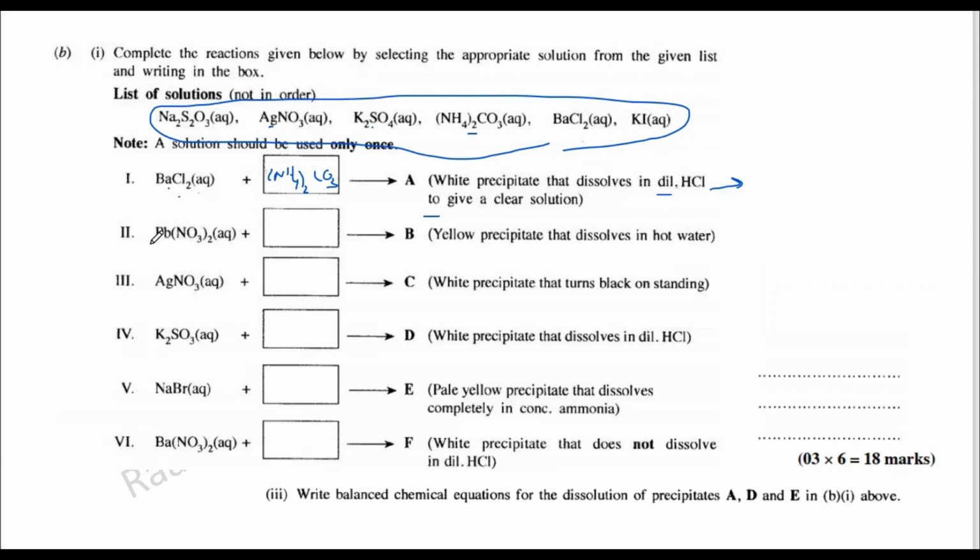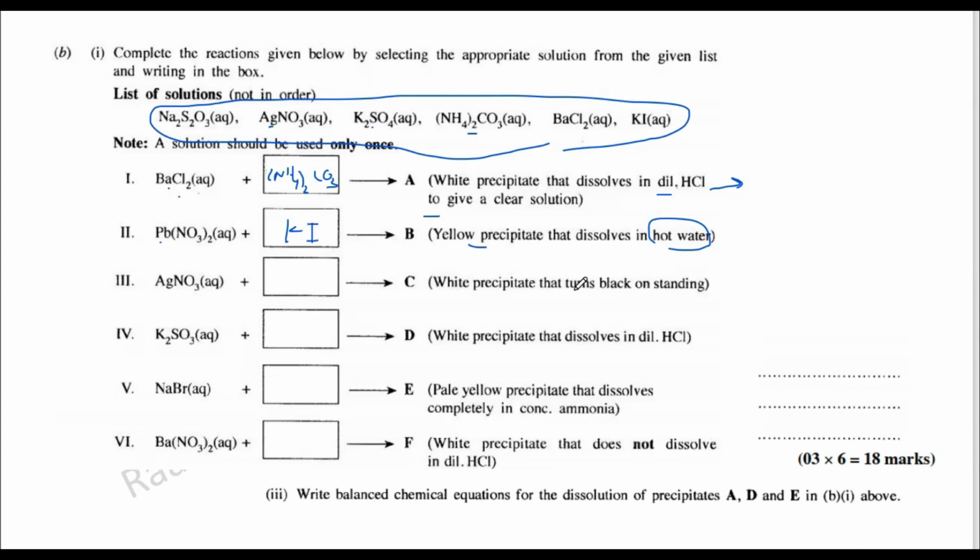So when you have lead, a yellow precipitate that dissolves in hot water, automatically the yellow precipitate of lead, if you remember, should be lead iodide, right, which dissolves in hot water, and when you cool it, it reappears again. So this should be potassium iodide.